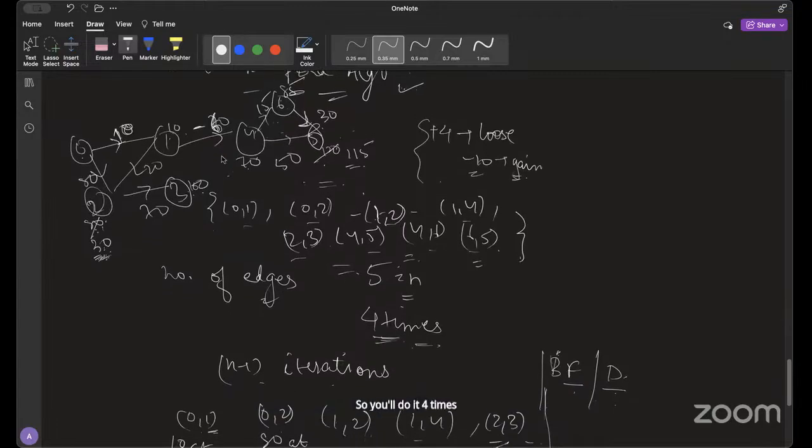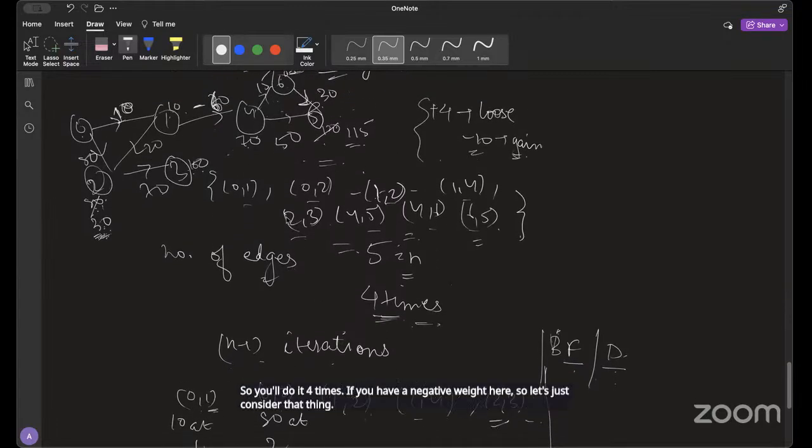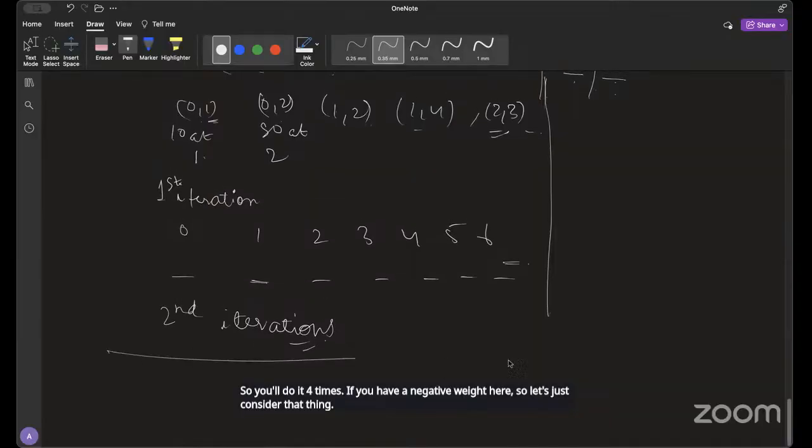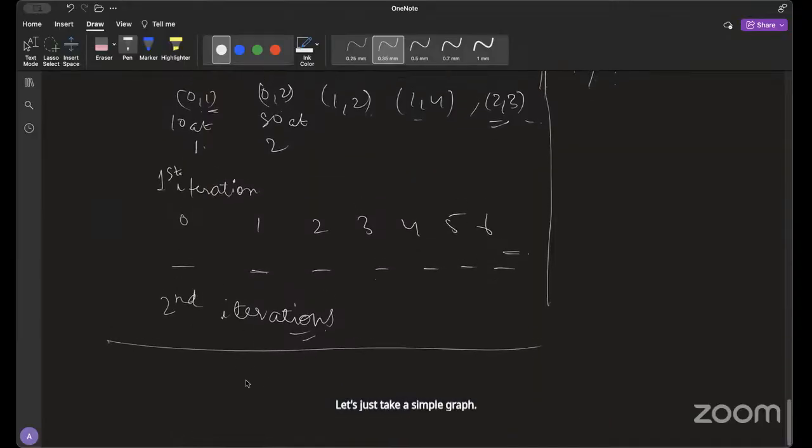If you have a negative weight here, let's just consider that thing. Let's just take a simple graph so that it's easier to understand. Let's just say this is 1, 2, 3, and this is 4. And you have this thing, say. So you have a -2 here, a 3 here, a -4 here, and a 5 here.